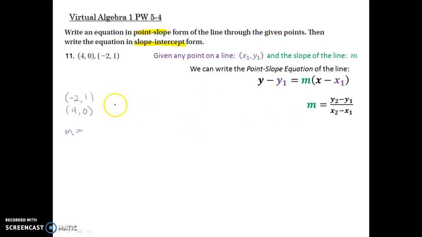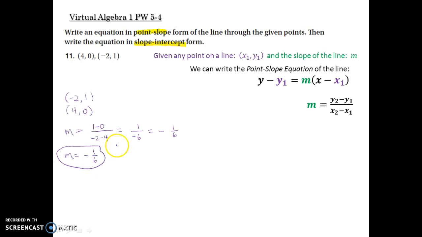So I'm going to subtract the y values, so 1 minus 0 on top, and then subtract the x values, -2 minus 4 on the bottom. 1 minus 0 is 1, -2 minus 4 is -6, and we got a positive divided by a negative, so the overall slope is going to be negative, -1/6.